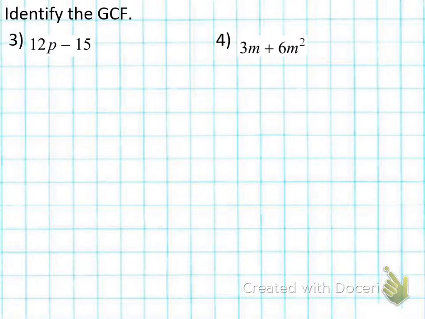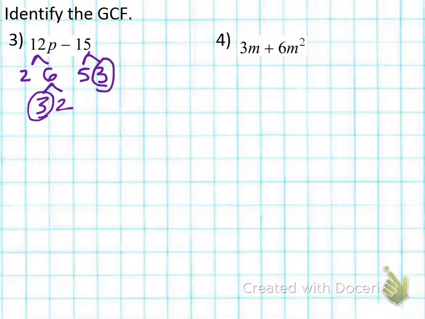Alright, so I'm going to go ahead and factor these now. So number 3, 12 factors to 2 and 6, and then 6 is 3 times 2, 15 is 5 times 3, so I see that the biggest number there is 3. Looking at the variables, the 12 has a p with it, but the 15 doesn't, so that variable isn't included for the GCF. Okay, number 4, here I'm going to have the 3m.